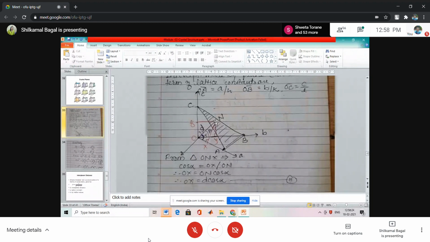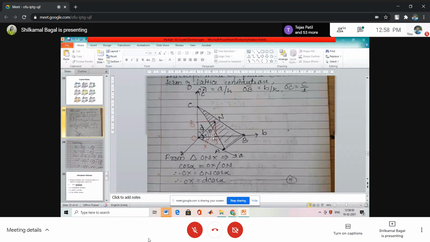Perpendicular from point N on the axis B at point Y. Perpendicular from N on the axis C at point Z. Okay. So, if ON is the perpendicular vector from origin to this plane, then OX, OY and OZ will be the rectangular components of this ON vector, distance ON.